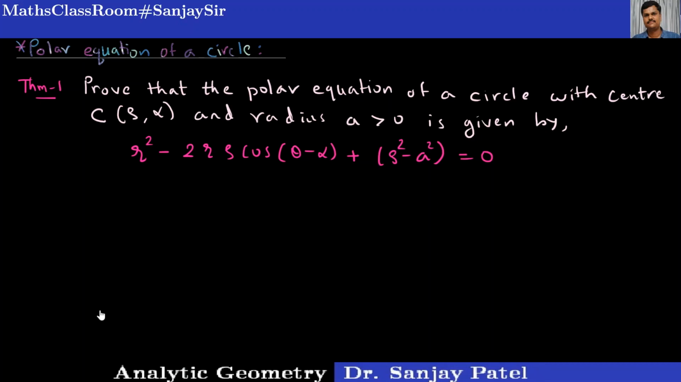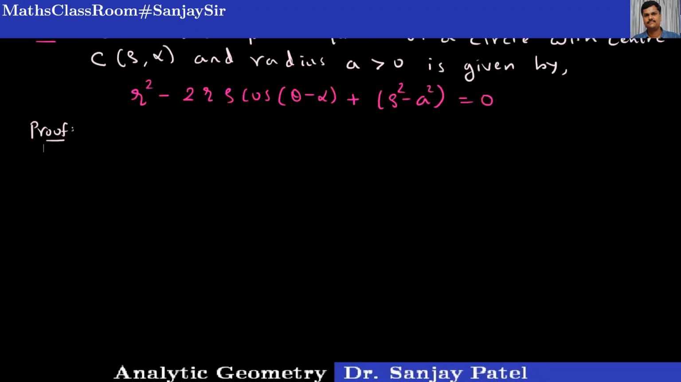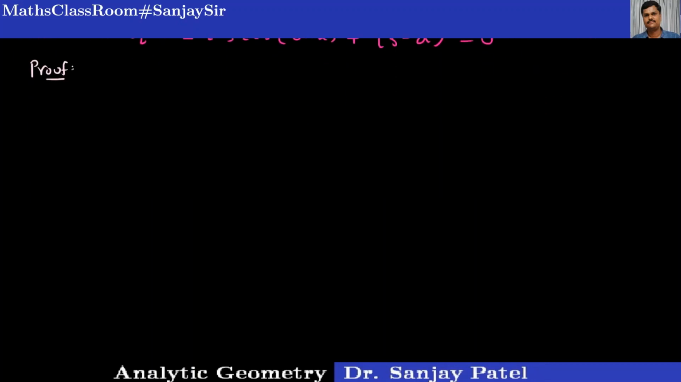So let us prove this. In order to prove, I will consider first of all the polar coordinate system. You know what is there in the polar coordinate system? We have one pole and an initial line. So let us start with the initial line. Consider a ray like this.